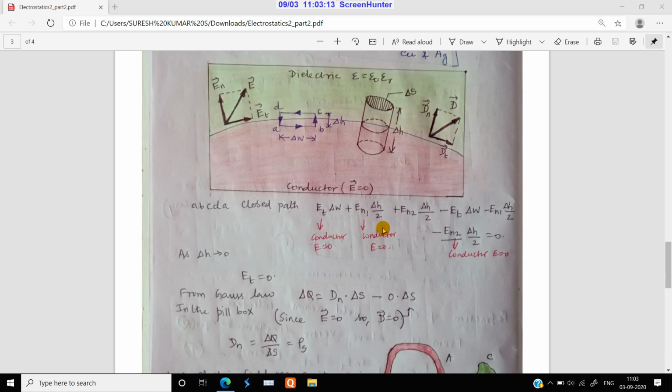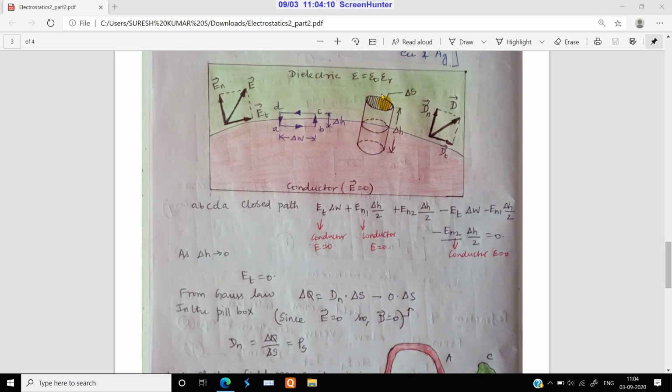As we explained in the previous section also, these two terms will get cancelled, that is, this is positive and this is negative, and this is positive and this is also negative. We are left with the remaining terms Et del W, and here also Et del W is there, but these terms are negative. Also, the electric field in the conductor is 0, so Et is equal to 0.